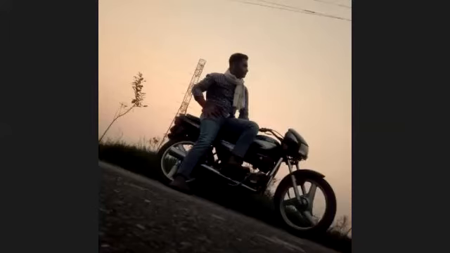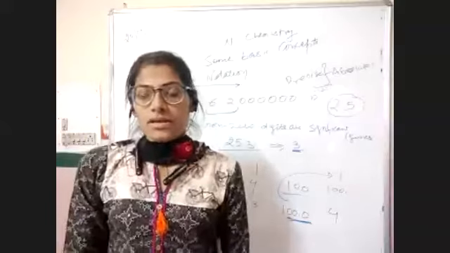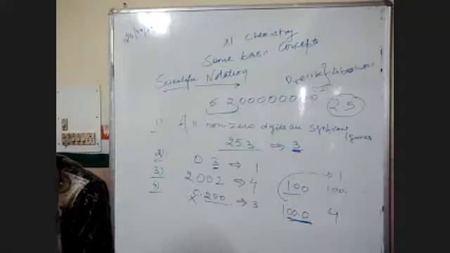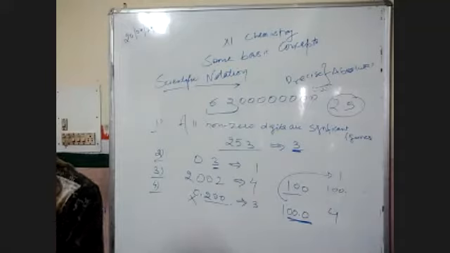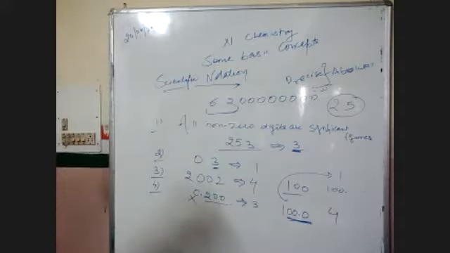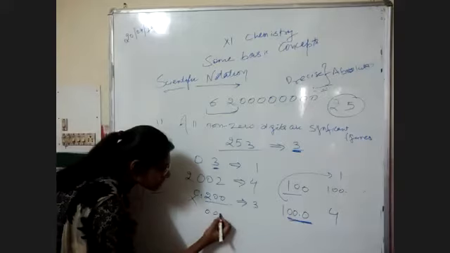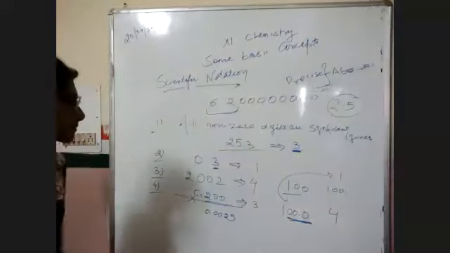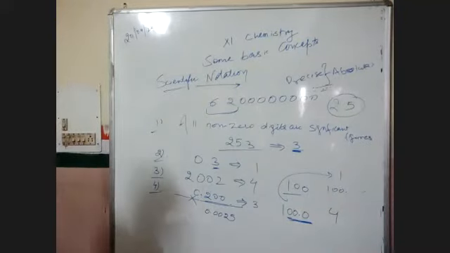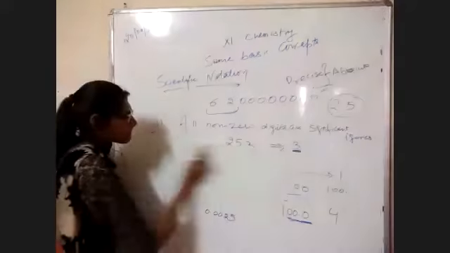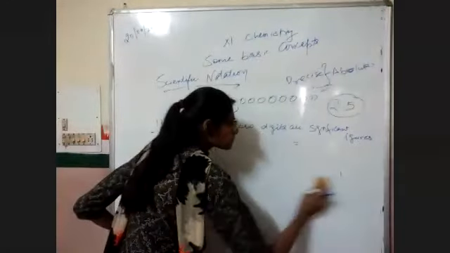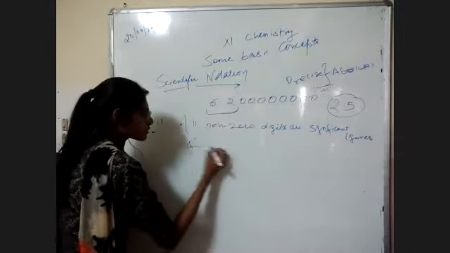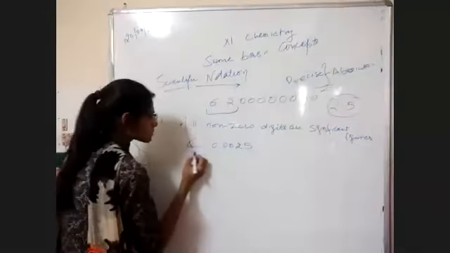Okay, so class, that was it. We would take some examples which we would discuss at the end of our class. I hope you are with your notebook, write some questions. The first question is 0.0025. You have to write how many significant figures are in this number. First question, 0.0025.